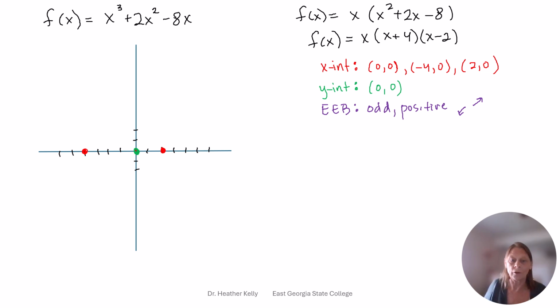Okay. No big deal. We just need to find f of 1, and let's find f of negative 2. That seems to be good enough for me. So f of 1, I'm going to use the original equation. So we've got 1 plus 2 minus 8. Negative 8 plus 3 is negative 5. So we have the point 1 and negative 5 on the graph.